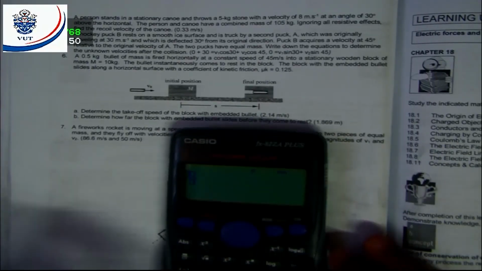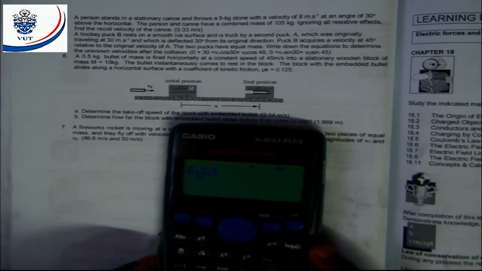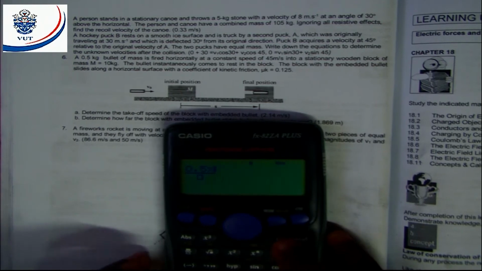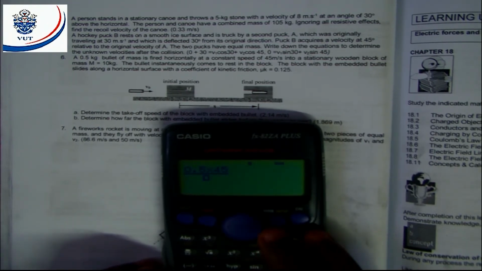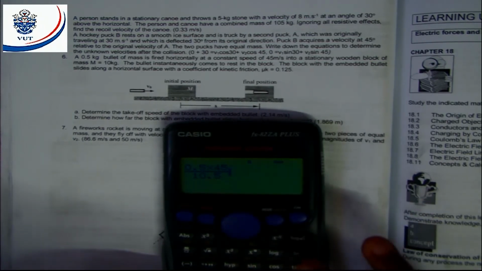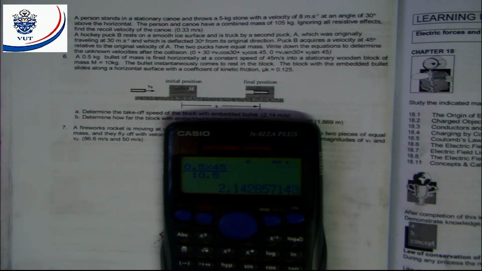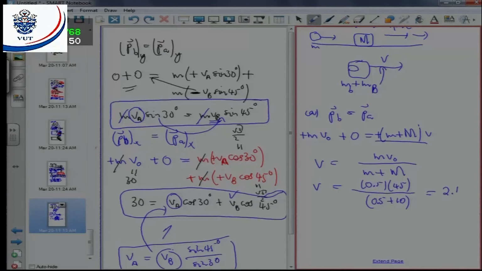So what does this give us? We have a half times 45 over 10.5, which is 10 plus a half. So what we get is 2.14. Our final answer is v is 2.14 meters per second.